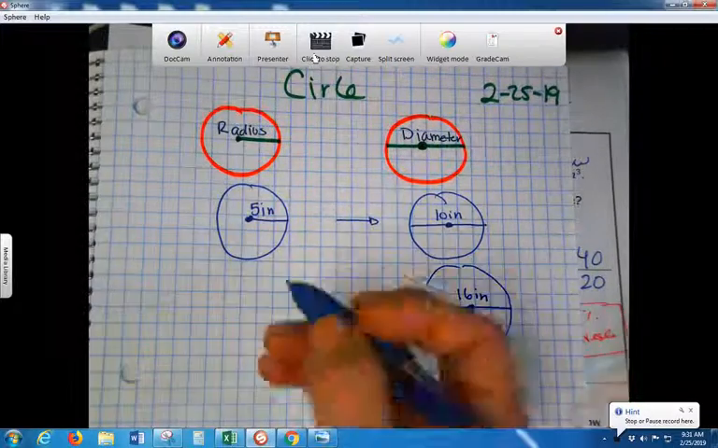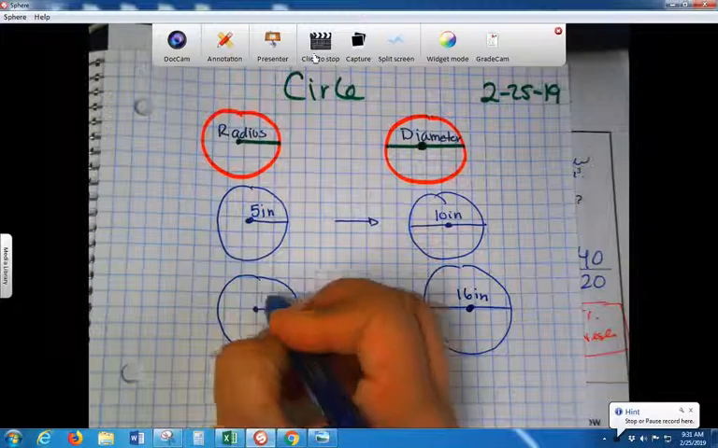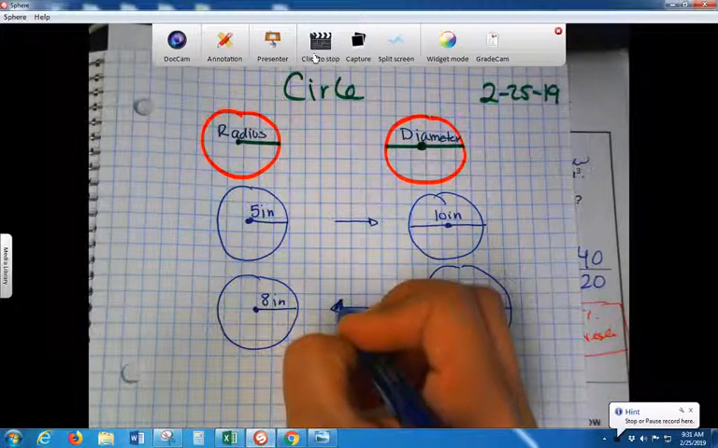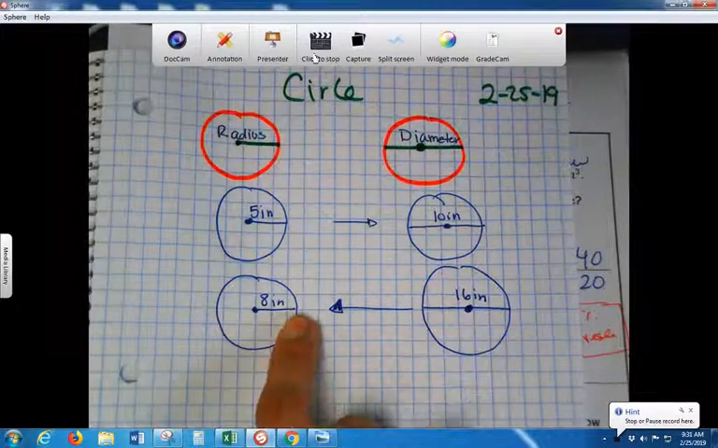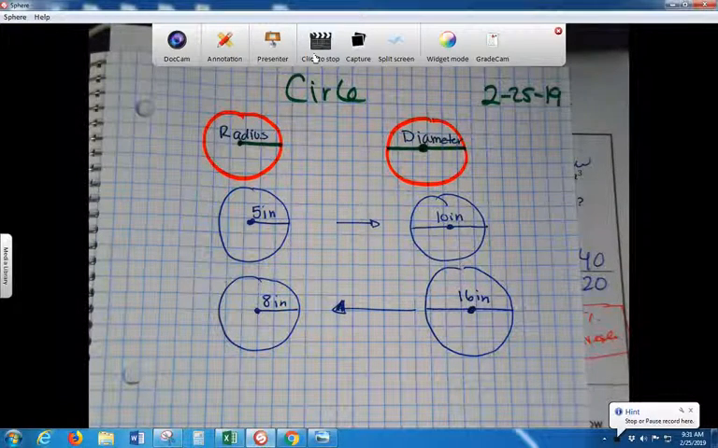What is the radius? 8. Good. So it would be half, right? I would take 16 and divide it by 2, I get 8. If I want to know the diameter, I would double it. Yes? What if it's an odd number? You would have a decimal. Good question. Any questions on this?